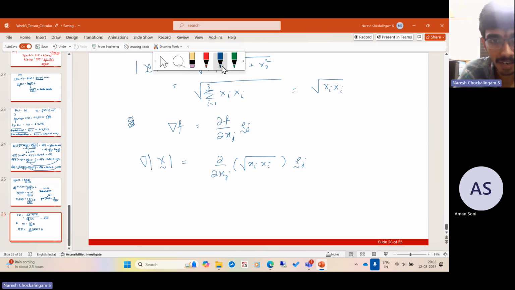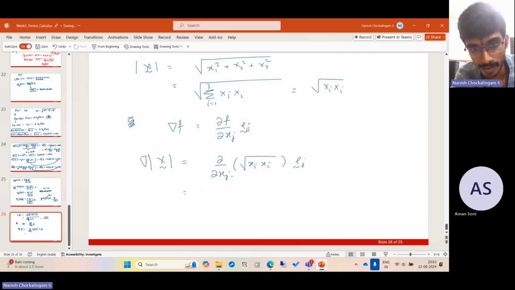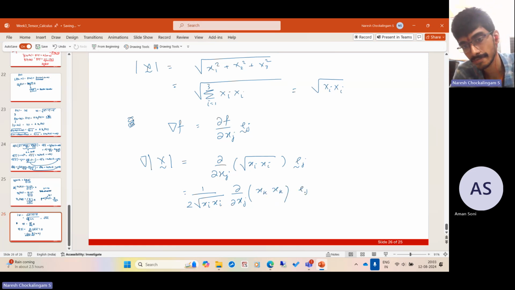So the first step is fine. You use the chain rule. You differentiate the square root function first, so you get 1 by square root of xi xi, and then differentiate whatever is inside the square root. But as per the indicial notation rules, you cannot use a dummy index more than 2 times. A dummy index has to appear exactly twice, and a free index has to appear exactly once. So i is already used, so you can use xk, for example.